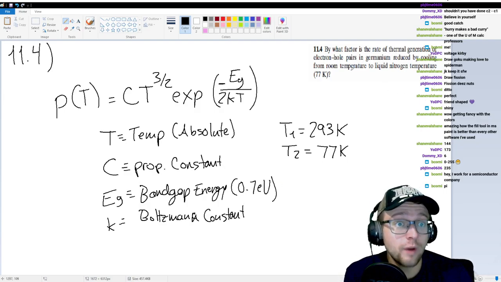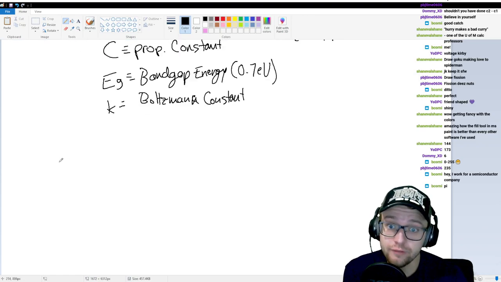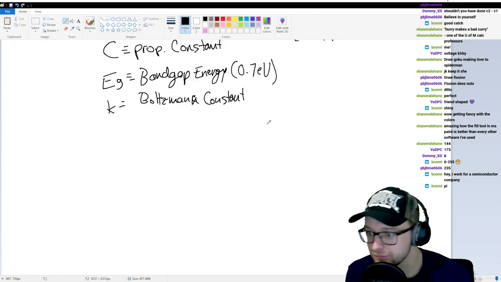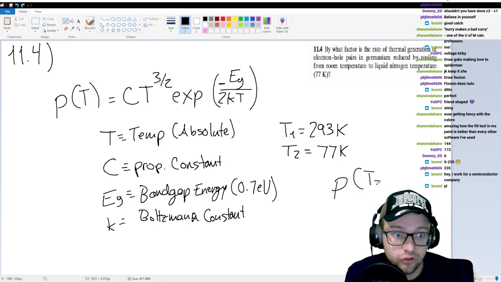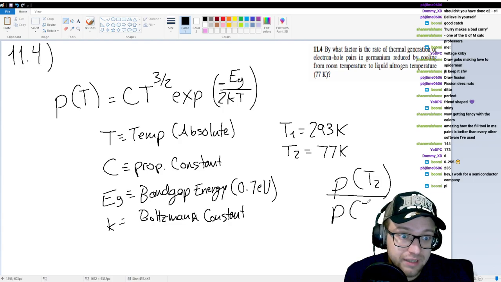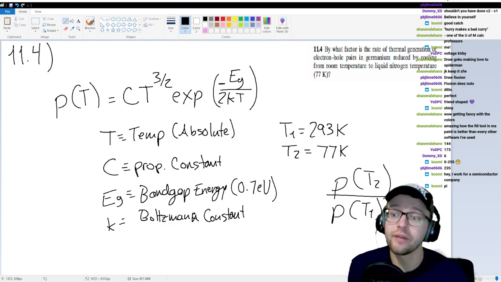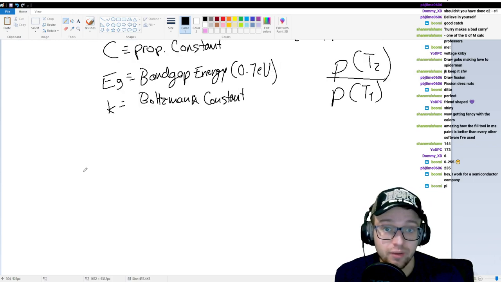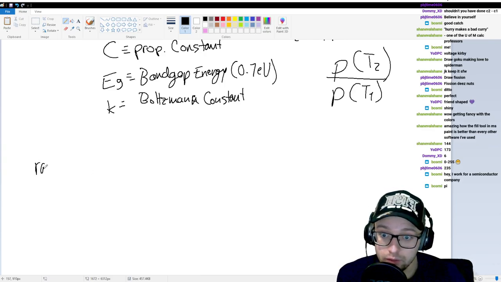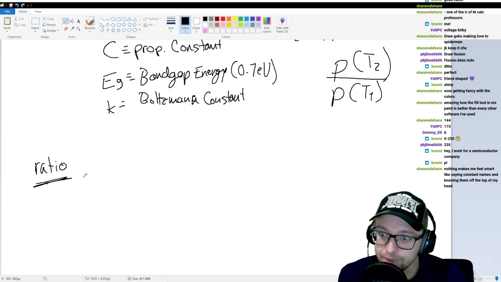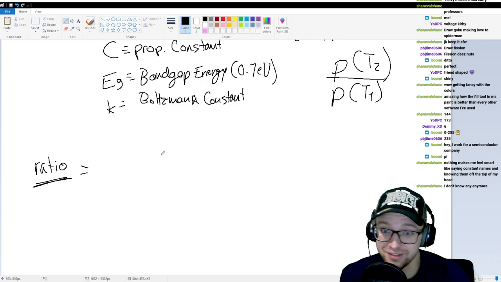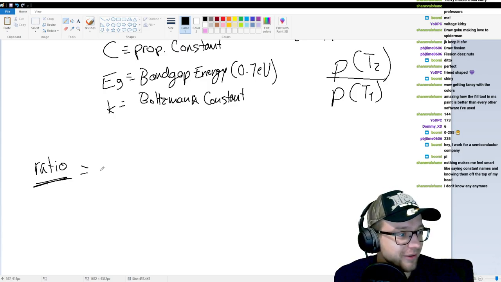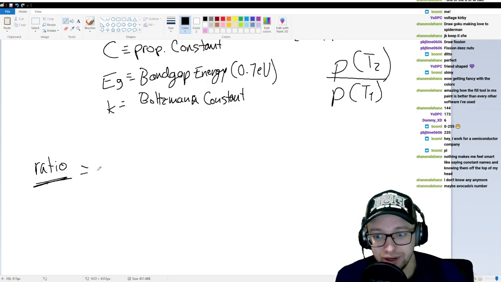So what factor is it reduced by? We're looking for the ratio of P(T2) over P(T1). Really straightforward. That just means that we are looking for a ratio. Really, I don't know the Boltzmann constant, it's like 2.718285, I don't know.